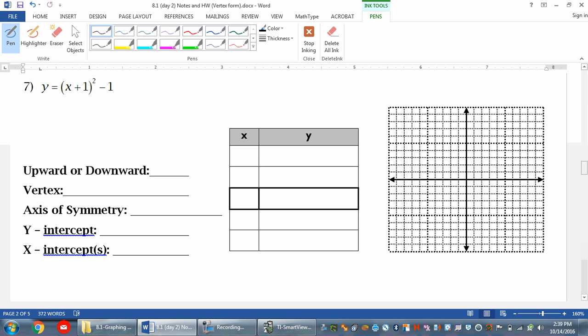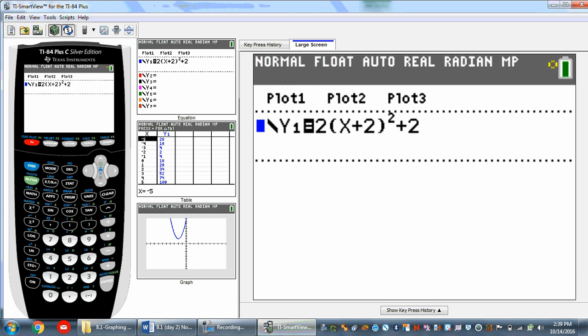So again, let's look at number 7. You see the parentheses, you know it's in vertex form. So when it's in vertex form, you can see the vertex. Since the 1 is on the inside, it's going to be negative 1. The negative 1 stays the same on the outside. And it opens up, so you know the a is positive 1. So here I'm going to put negative 1, negative 1. I'm going to go 2 smaller, negative 2, negative 3. 2 bigger, 0, 1.